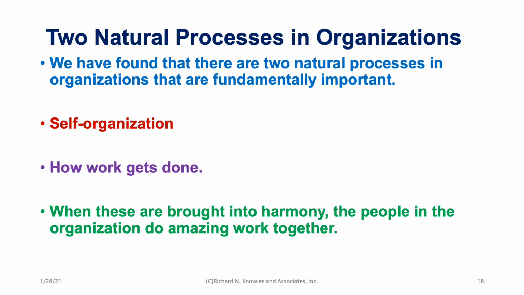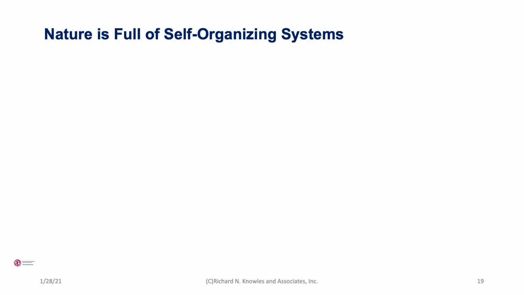So one of these processes is self-organization. The other process is how work actually gets done. And when these are brought into harmony, the people in the organization do amazing work together. Nature is full of self-organizing systems. This is a natural process.